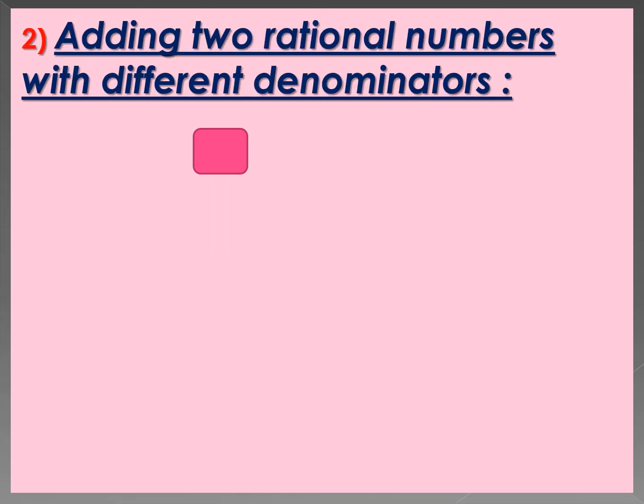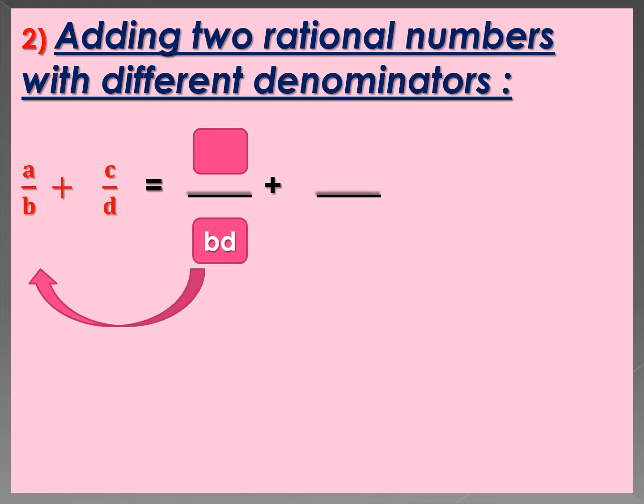Now, when adding two rational numbers with different denominators, a over b plus c over d. First, we multiply the denominators together to get bd, like that. Then, divide the new denominator by the denominator we have. So bd divided by b will equal d.